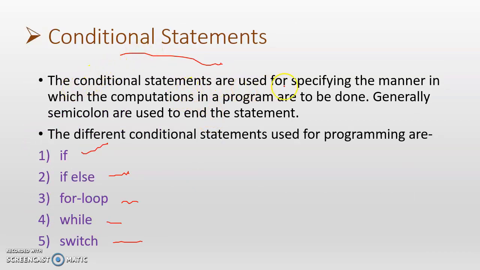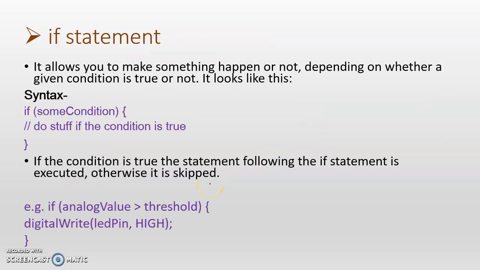The conditional statements are used for specifying the manner in which the computations in a program are to be done. Generally, semicolons are used to end the statement. The different conditional statements used in programming are the if statement, if else, for loop statement, while statement, switch statement. These are often needed in the Arduino program in various computations. Let us see one by one. First, the if statement.